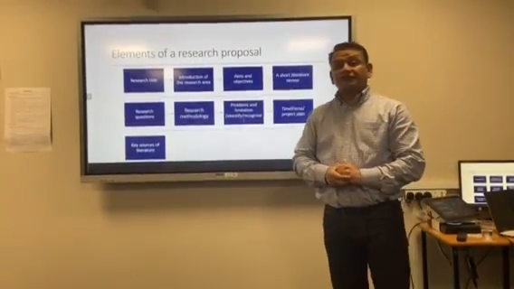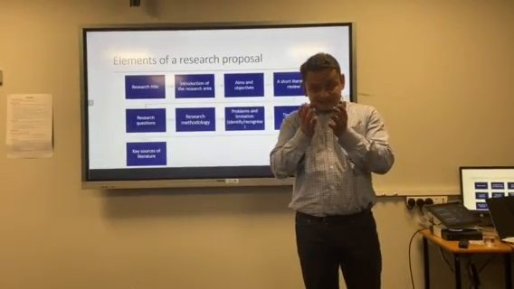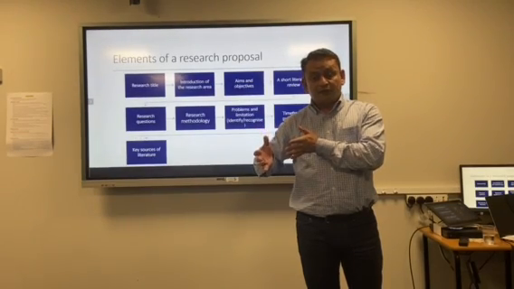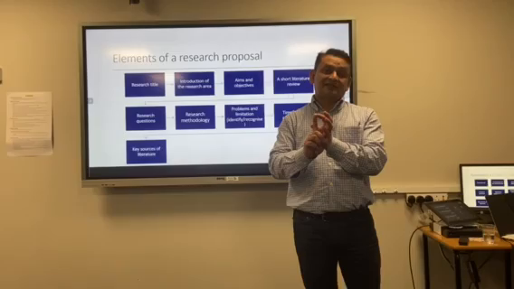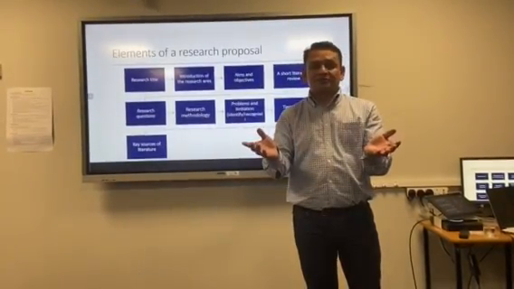So, elements of a research proposal. What are the elements of a research proposal? What are the main things you need to include in your research proposal? The first thing is the research title. You have to find a research title. What will be your research title?